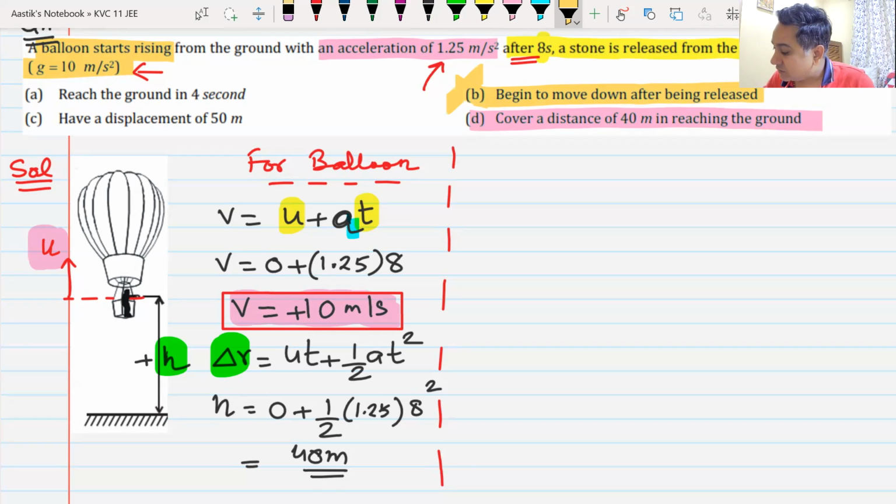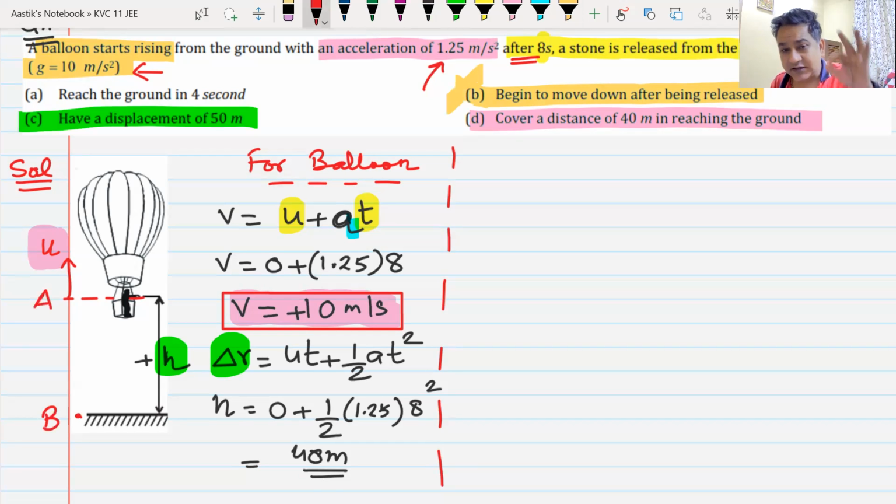Let us look at the third option. It has a displacement of 50 meters. Does it have a displacement of 50 meters, my dear friends? This is the point from where it is dropped. This is the point where it falls. Is the magnitude of displacement 50 meters? No, sir. The magnitude of displacement is how much? 40 meters. The magnitude of displacement is 40 meters. Therefore, this option is also wrong. Do we understand this?